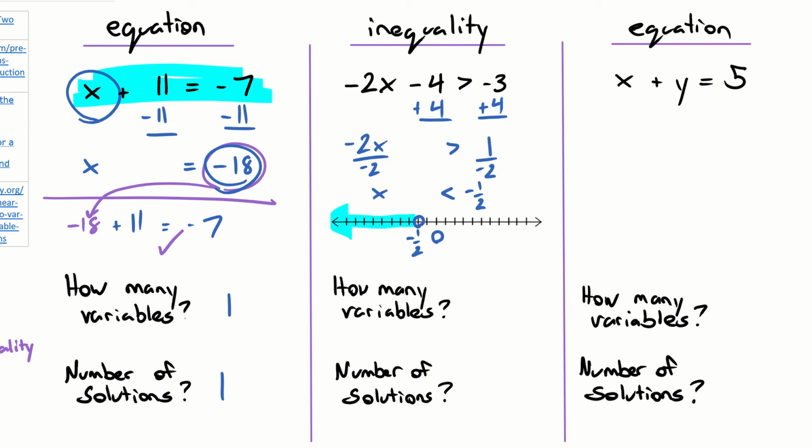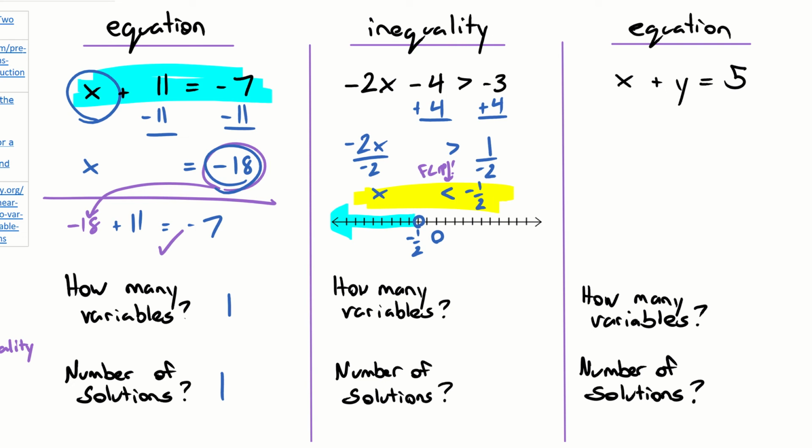You notice that I added 4, then I divided by negative 2. And then once I divided by negative 2, remember I had to flip the sign because I was dividing both sides by a negative. And therefore, in the end, I got x is less than negative 1/2. In other words, the solution is not negative 1/2 itself. It's any number that is less than negative 1/2.